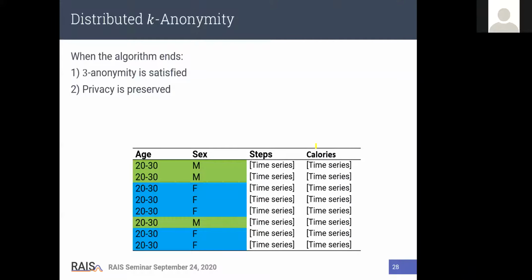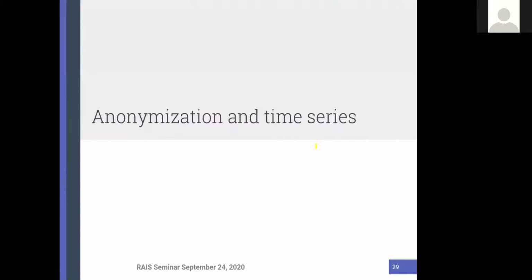And yeah, of course, as Lodovico pointed out, there are possibly better techniques to achieve k-anonymity, but up to now, this is the only one that also preserves the privacy of the users, and this is its strong point. Okay, and this concludes the part about distributed k-anonymity. If you don't have any questions, I would move to the part about anonymization and time series.